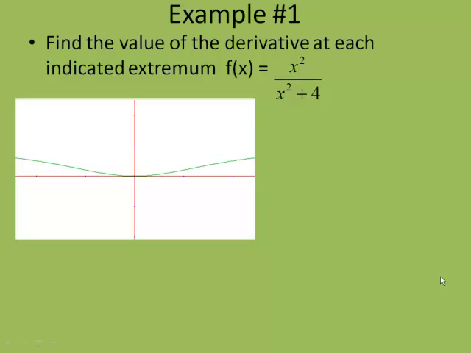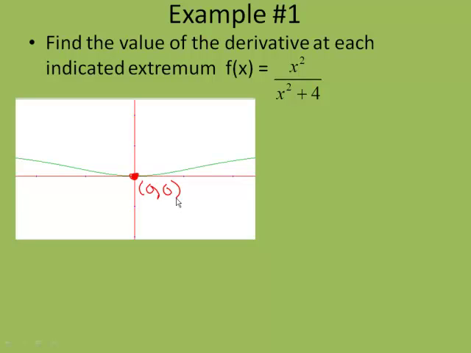Alright, here's another one. Because remember, in the definition it says we're interested in when our derivative is equal to 0 or undefined. So let's take a look at this. This is actually problem number 1 from the homework assignment, and it says find the value of the derivative at each indicated extremum. And in your book you have a picture of this, and they were saying here is an extremum.